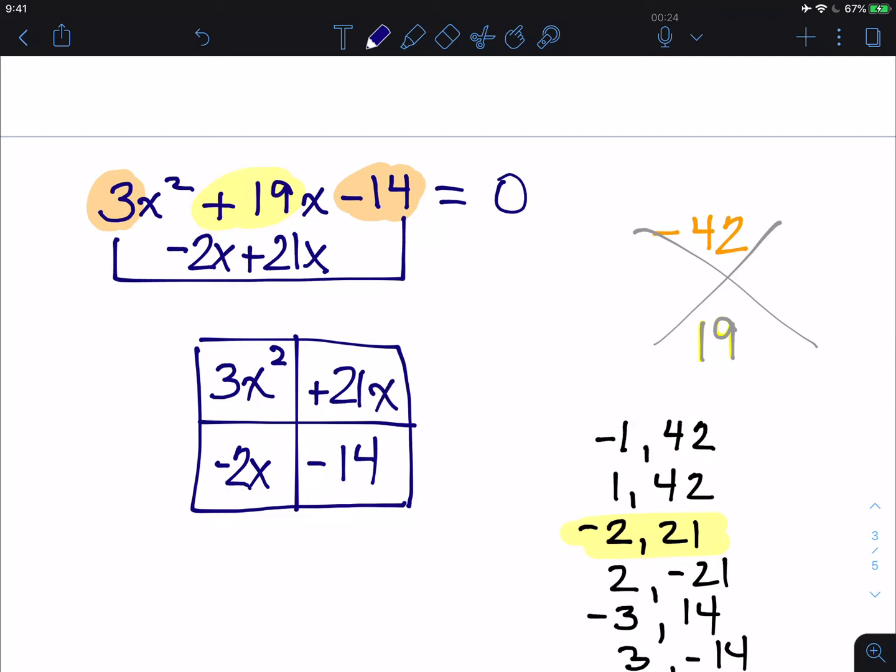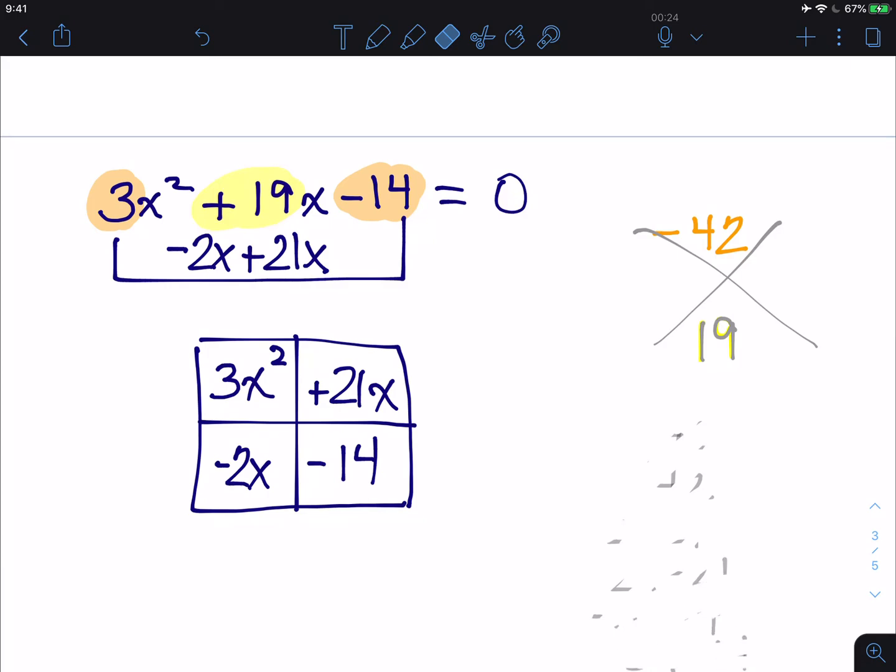Then once we get to this point, what we're going to do is look at the rows and the columns, and factor out common factors. So if I look at this row going across, I want to know what factor those two terms have in common. Well, 3 and 21 have a 3 in common, and they also have an x in common. So I'm going to factor out a 3x, and that's all you do.